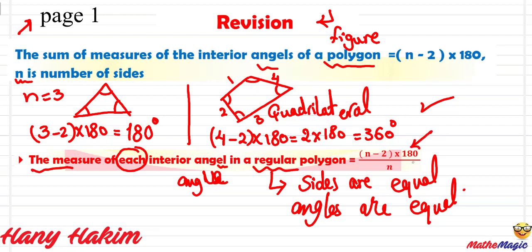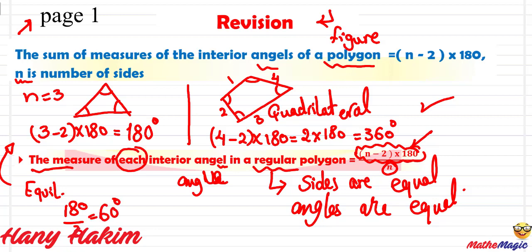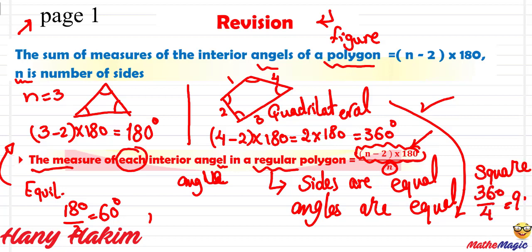And to get the measure of each one, once I know the total of all of them, divide that sum by n. For example, for the equilateral triangle I can divide 180 by 3 to get only one angle, which is 60 degrees. For the quadrilateral, if we have a regular quadrilateral, this will be a square. So I can divide 360 by 4 to get only one angle, which is equal to 90 degrees.